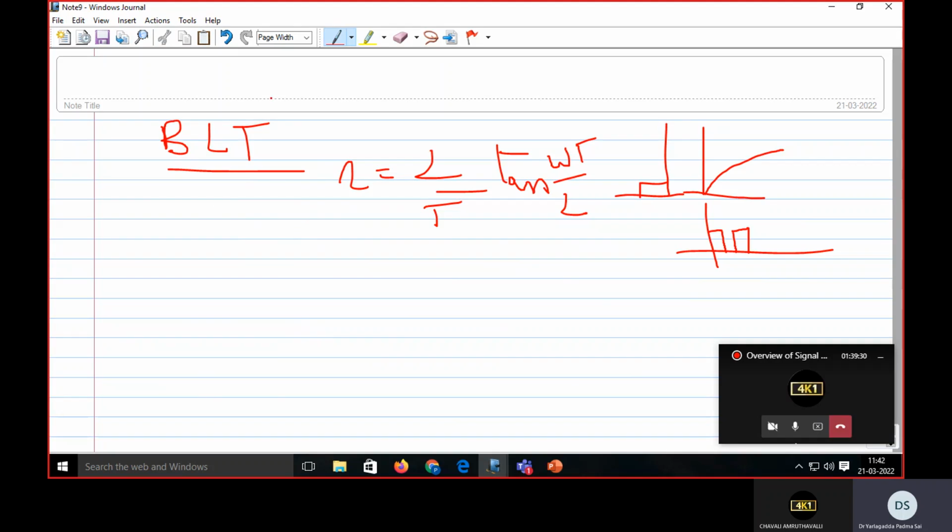Whatever poles are lying on the left should map within the unit circle. All these things are satisfied in BLT also. Why? Because in BLT also we are considering H of s from either Chebyshev or Butterworth, the same thing. It has to satisfy the same condition.